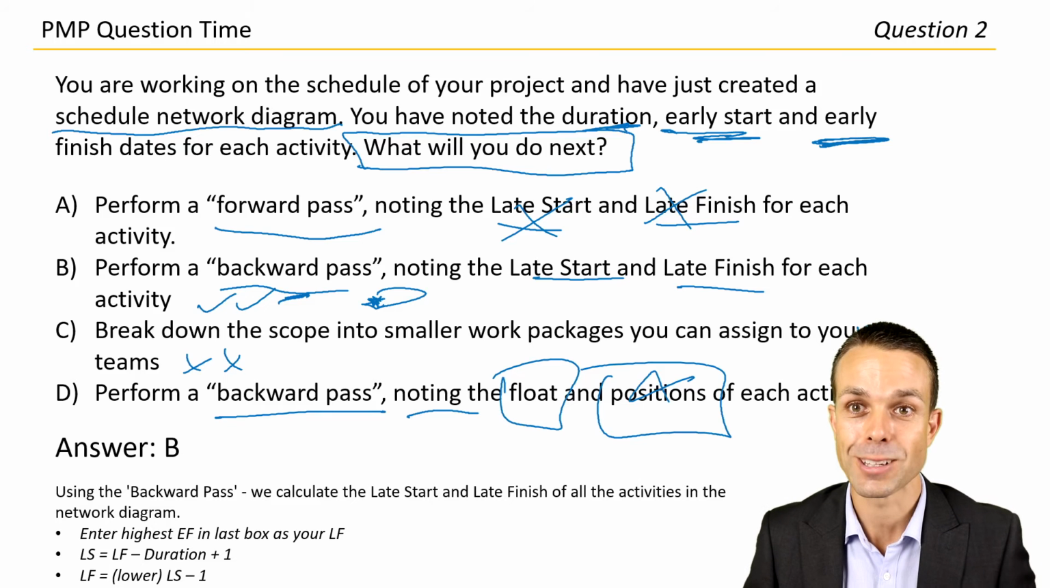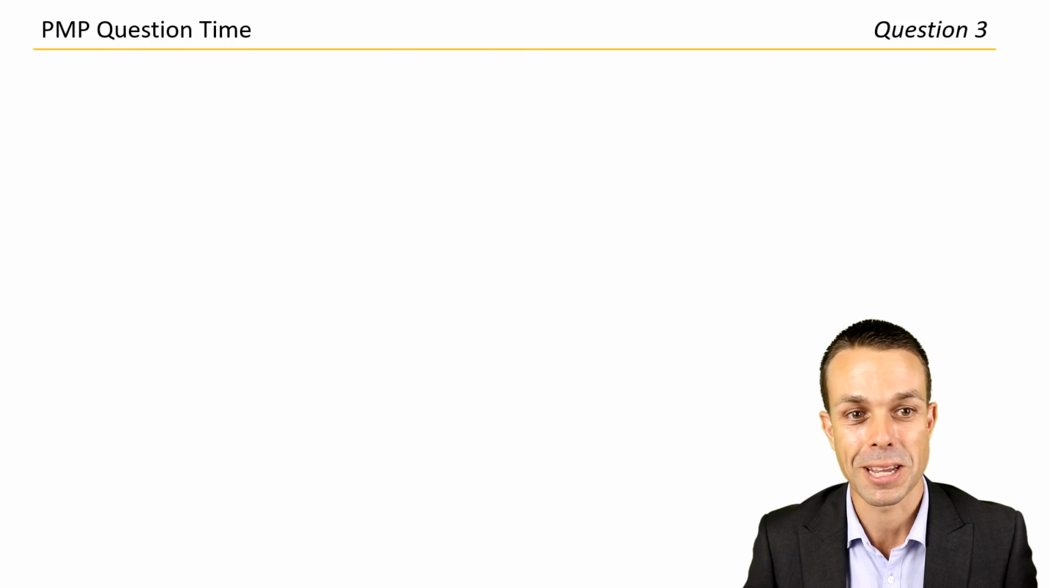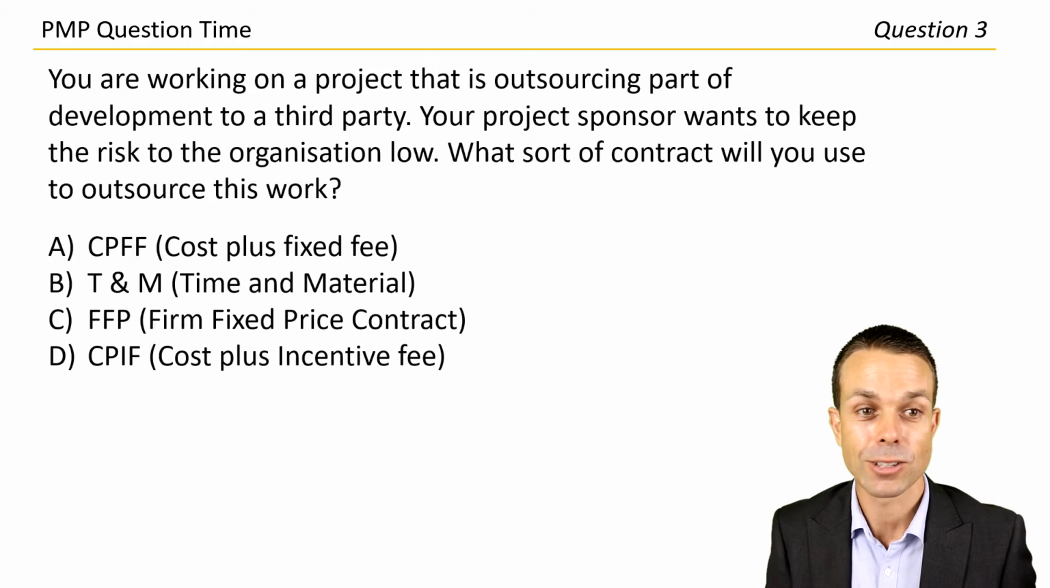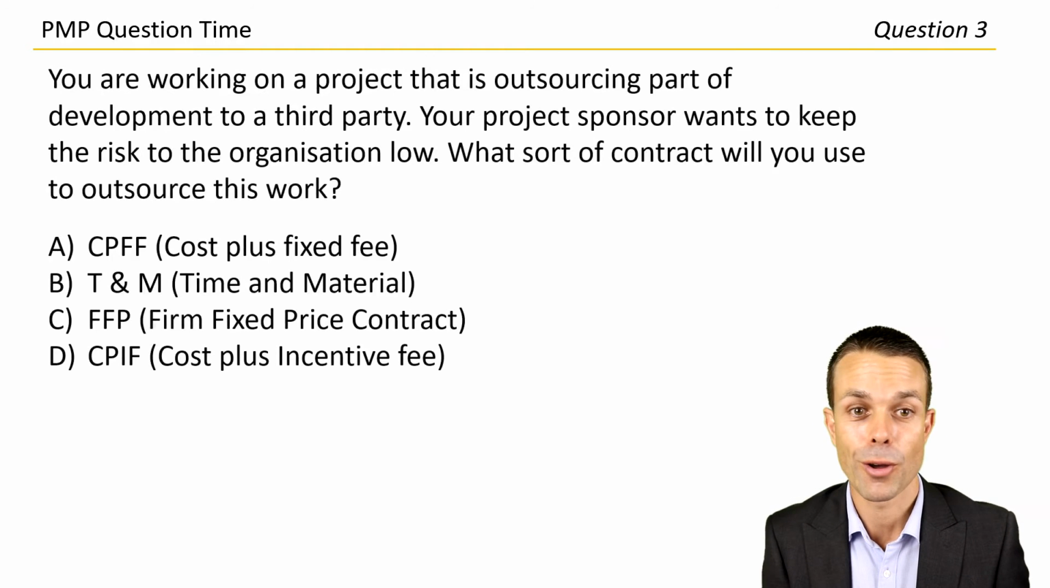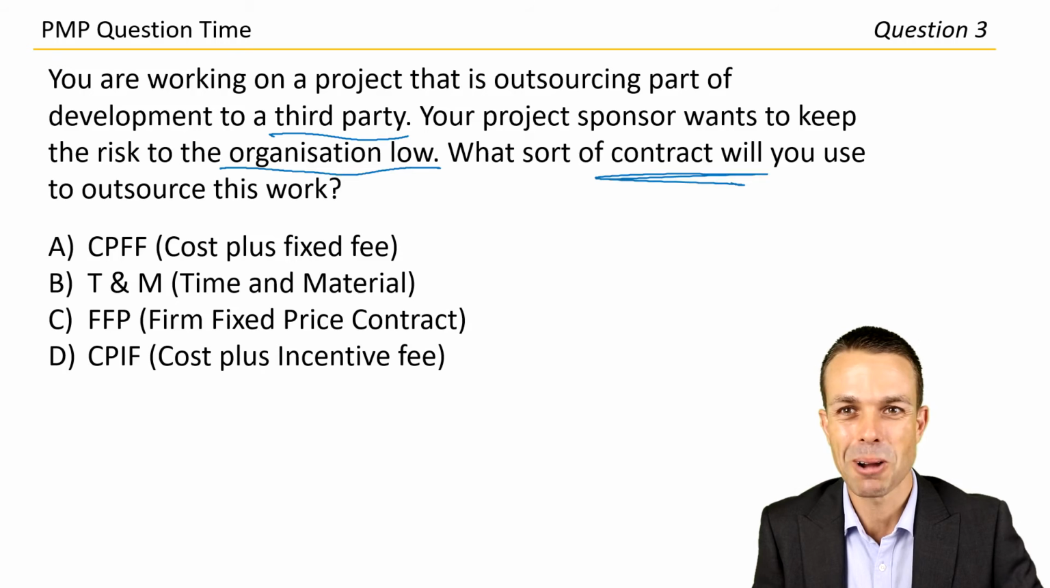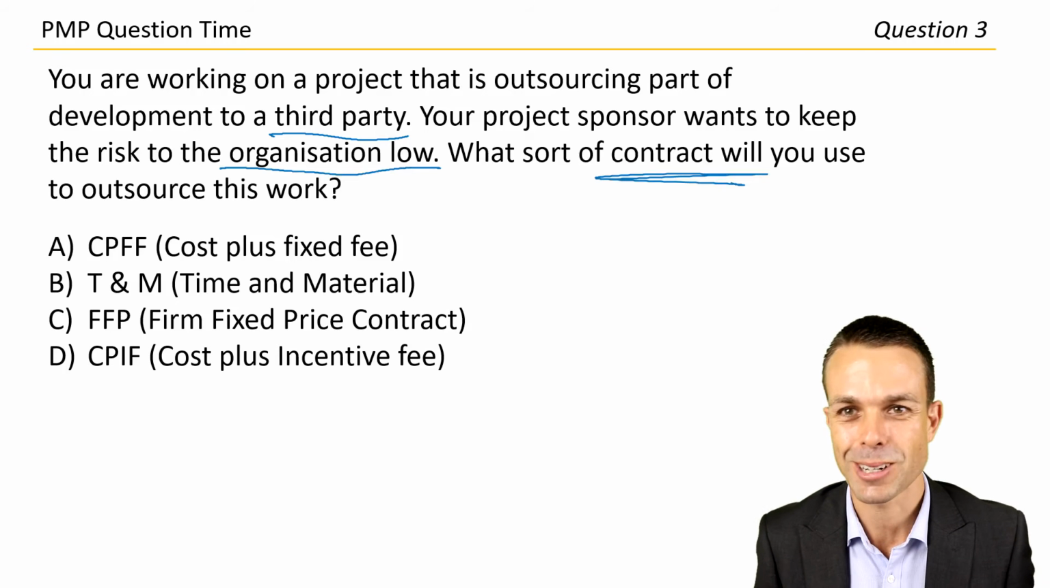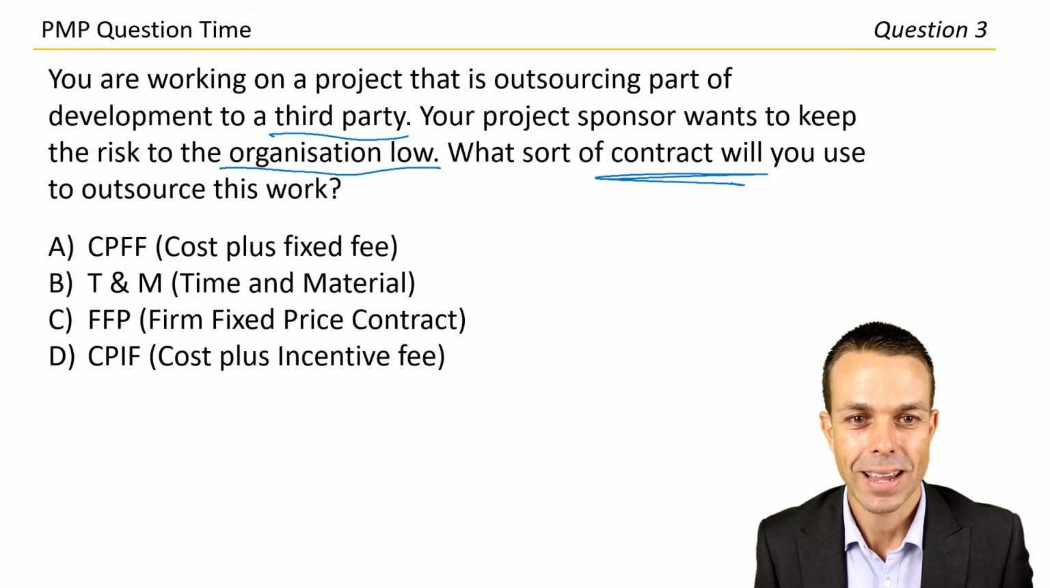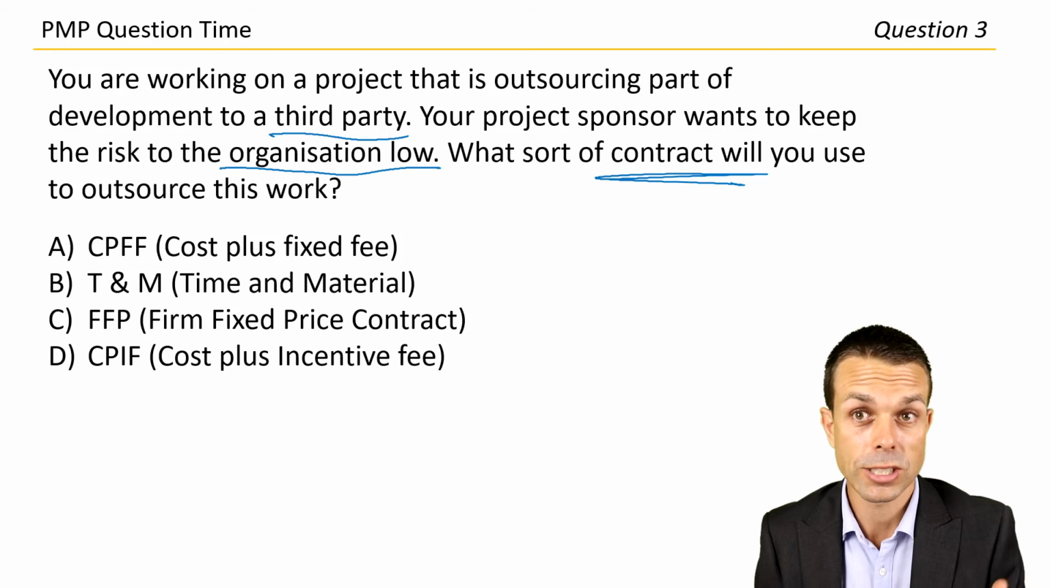How did you go? That's question 2. Let's look at question 3. You're working on a project that is outsourcing a part of development to a third party. Your project sponsor wants to keep risk to the organization low. Okay, what sort of contract will you use to outsource this work? Oh, this is a lot of fun. A lot of contract questions for this one. Okay, so low risk to us.